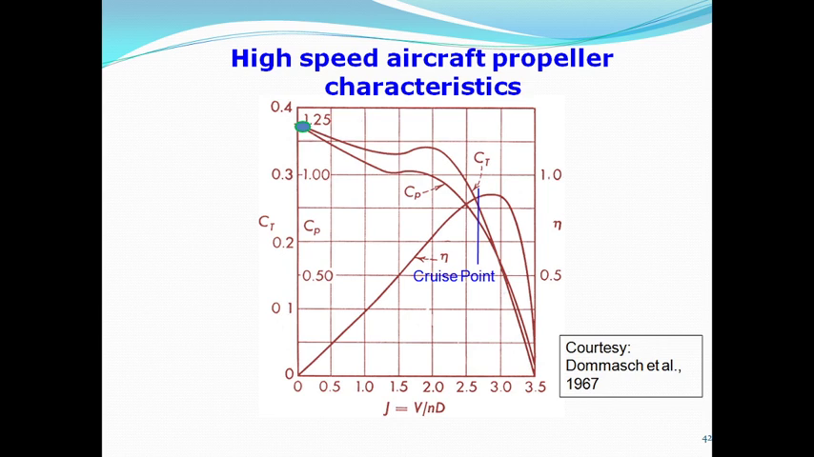Again, it's more or less the same thing, but with the high speed aircraft propeller. With a high speed propeller, the curves look similar, but the only thing is these values move forward. Here the J value, the advance ratio, is around 2.5, 2.6, whereas in the low speed we have seen it's around 1 or 1.2, but in the high speed it goes to 2.5, 2.6.